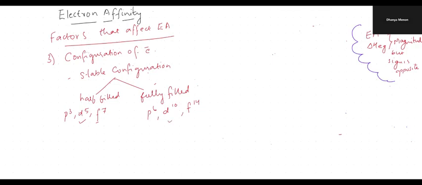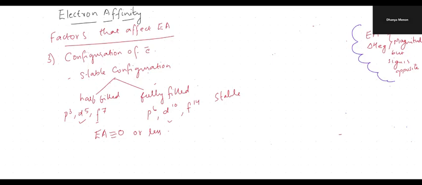Now, these half-filled and fully filled configurations are already stable. They don't need electrons, so they don't have affinity for the electron. Electron affinity, or the liking for the electron, is more when they are deficient of electrons, or not fully filled, or don't have a stable configuration. In this case, the electron affinity will be almost zero because they are already stable. They don't need the electrons now. So it is almost zero or very, very less. This is also an important factor that you must remember.